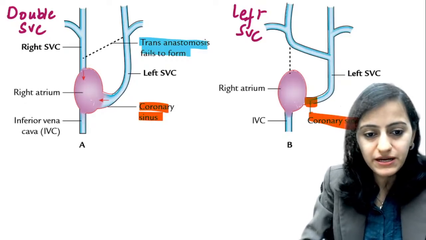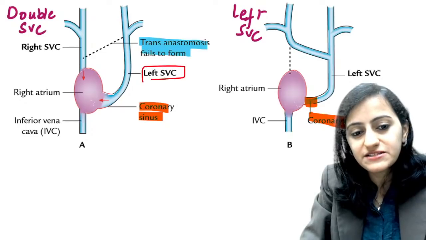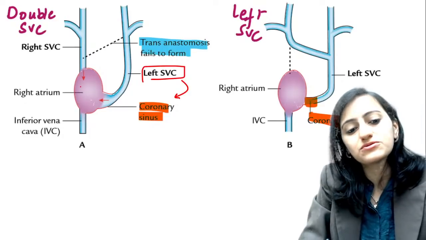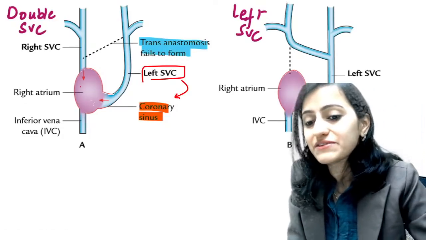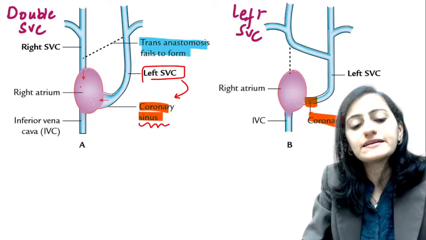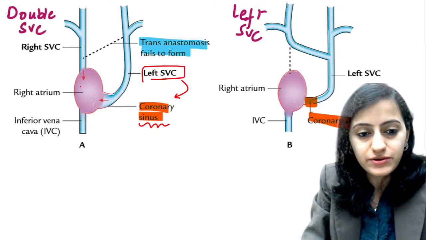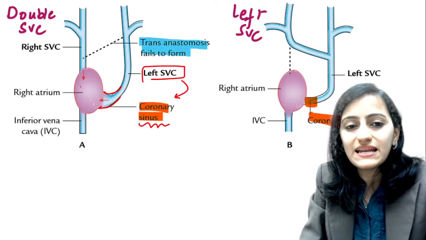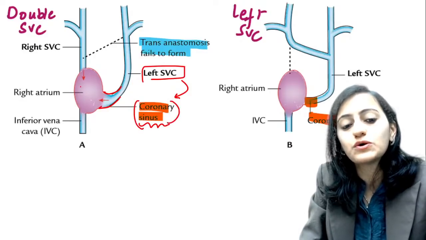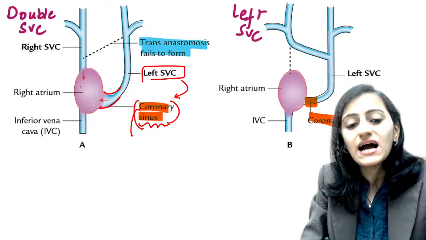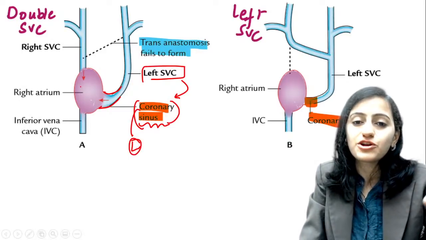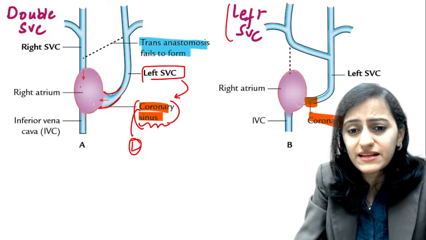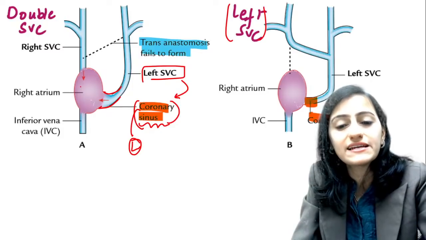The question that you get in the exam is, the left SVC drains into what? The right superior vena cava is draining into the right atrium. What does the left SVC drain into? That is the coronary sinus. This is the coronary sinus, then going into the right atrium. So remember, the left SVC drains into the coronary sinus. The coronary sinus is present on the left side. Sometimes, instead of the right SVC, there is a left-sided SVC.